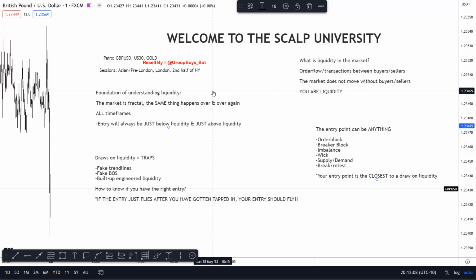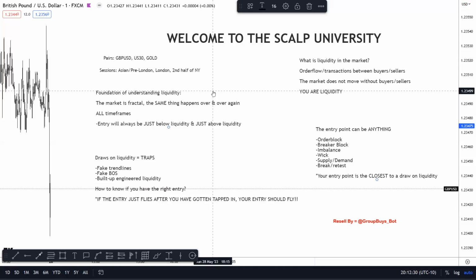So a key thing to always note as well, when price is kind of playing around and bouncing around your entry point, is how do you know if you have the right entry based on just liquidity alone, right? So we're just talking based on liquidity alone. But how you know you have the right entry is if your entry just flies right after you've gotten tapped in. That's how you know that you have the right entry.